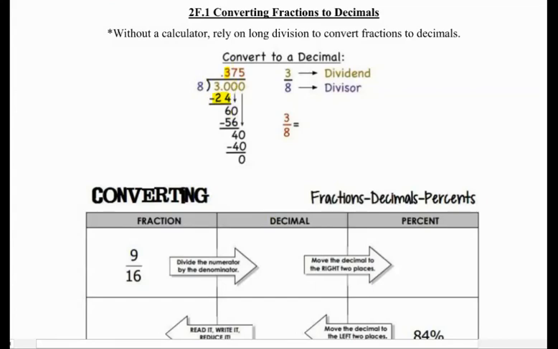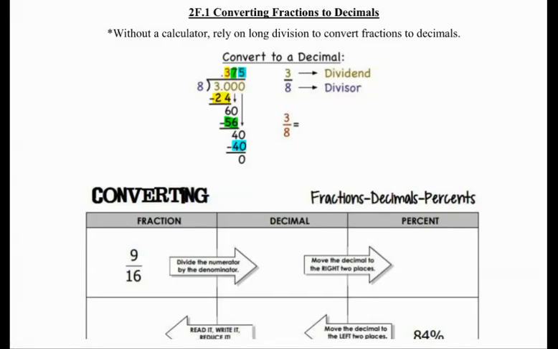We then have to bring down the 0. 8 goes into 60 7 times. And then 7 times 8 is 56. And then we would subtract again, and we get 4. We have to bring down that next 0, so we get 40. 8 goes into 40 5 times. 5 times 8 is 40. And when we subtract those, we get 0.